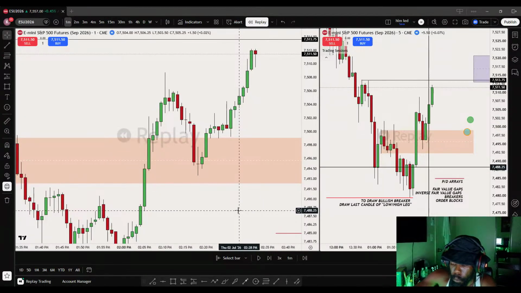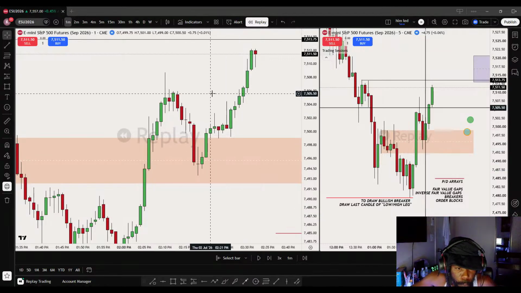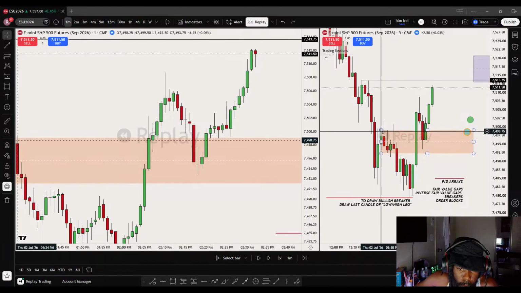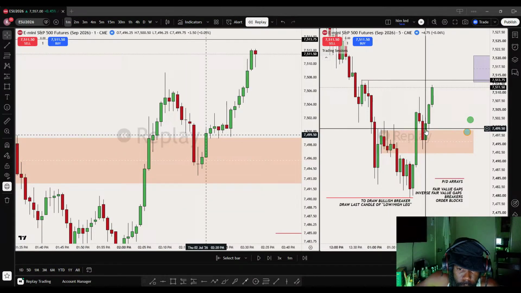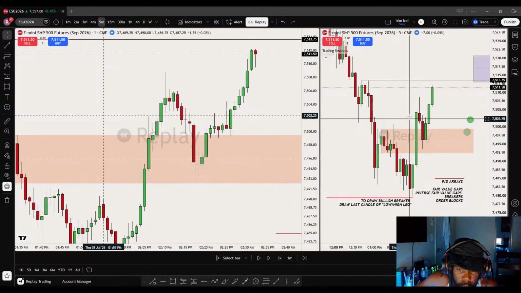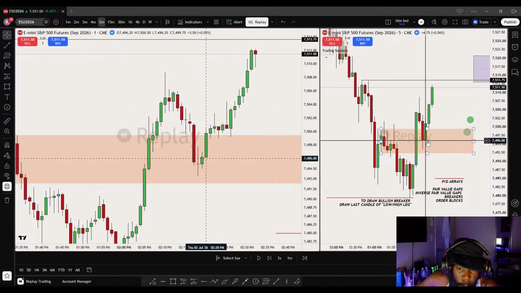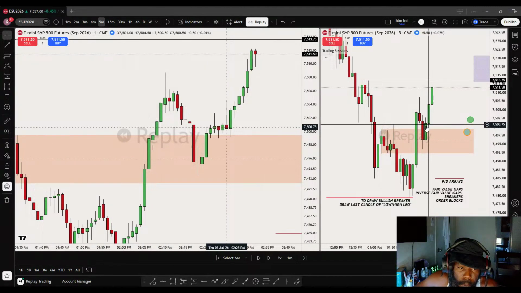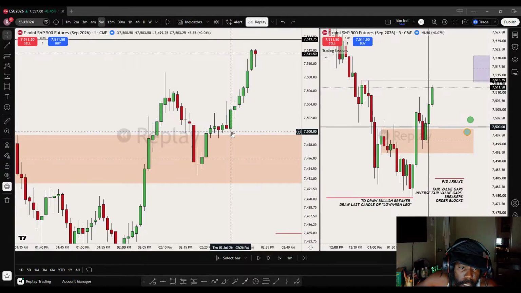So with that being said, same concept. The PD array is made, we retest it, we respect it by staying in the upper half, we leave the PD array, and we take an entry when we leave the PD array.